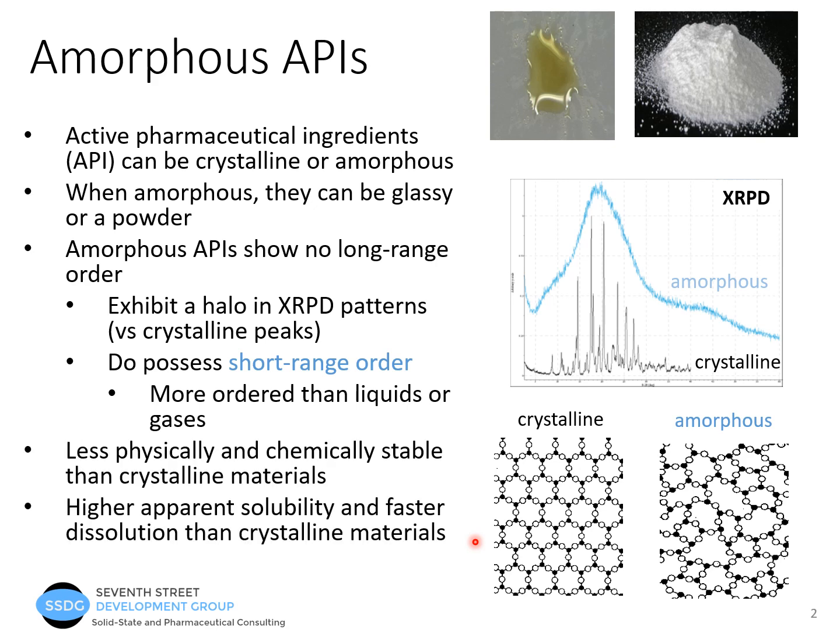So one of the issues we have with amorphous APIs is that they are significantly less physically and chemically stable than crystalline materials. They're a metastable state, so they want to thermodynamically go to the more stable state, which is a crystalline material. However, they do have higher apparent solubility and faster dissolution rate than crystalline materials, which is an advantage that we really want to exploit when we work with amorphous APIs.